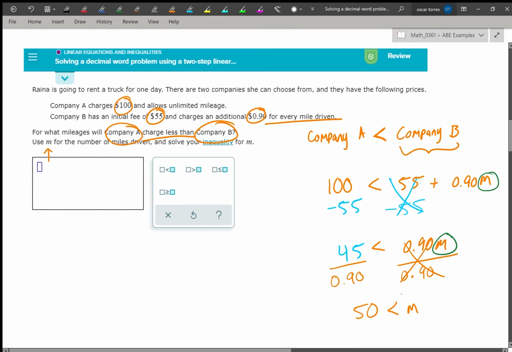The very last step in the problem would be to rewrite this so that the M goes first. So notice that right now our M goes second, it's on the right hand side. But a more proper way to write this out is to mirror this whole thing. So we write the M first, and instead of leaving this as a less than symbol, we change it to a greater than symbol. We have a 50 afterwards. So our final answer would be M is greater than 50.